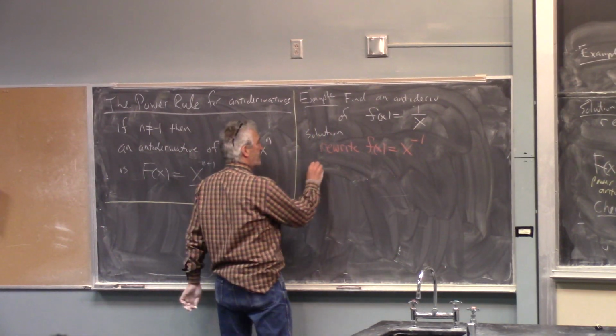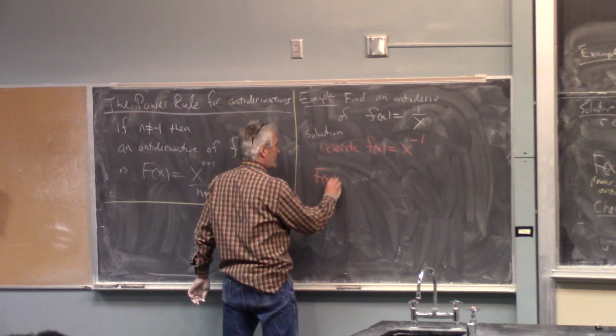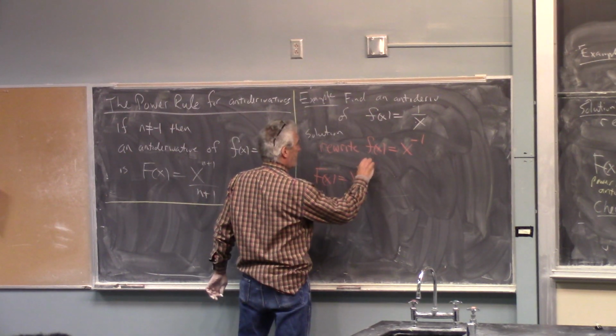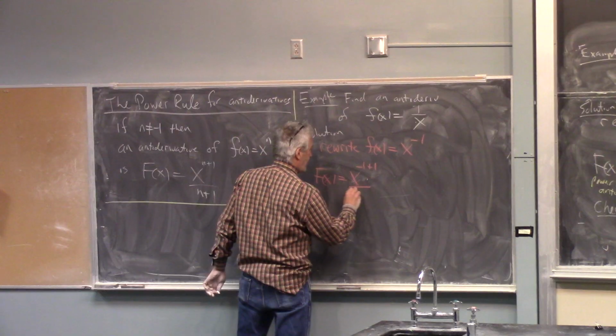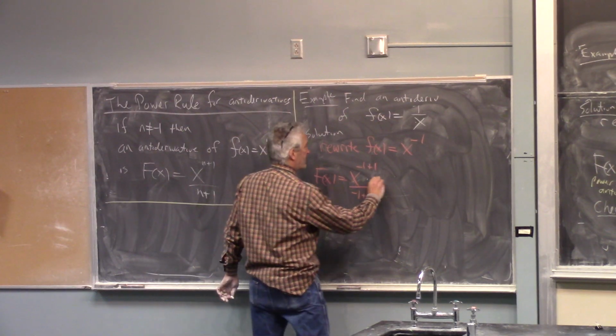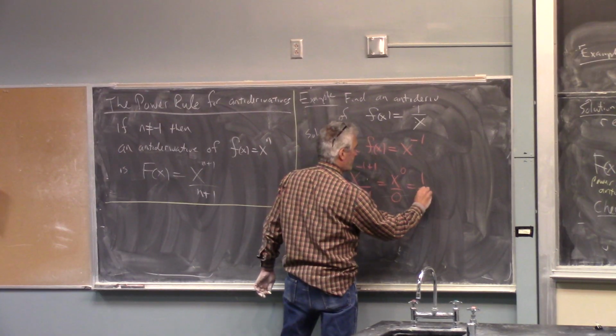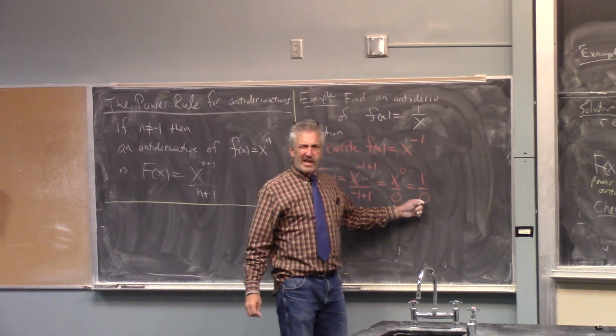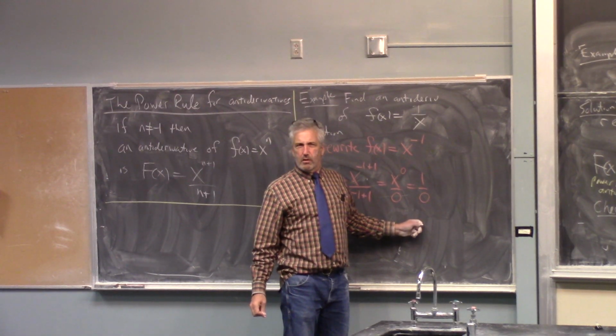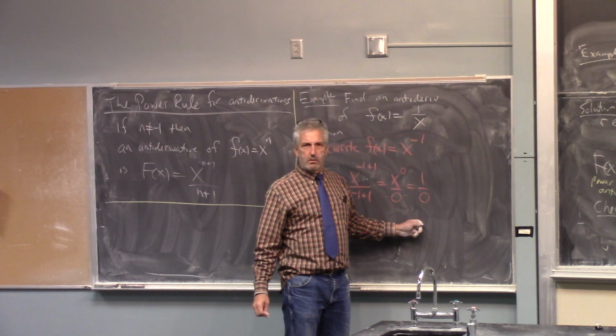So then if I use the power rule, capital F of x is going to be x to the minus 1 plus 1 over minus 1 plus 1. So that's going to be x to the 0 over 0. So that's 1 over 0. So I forget, does that equal 1 or does that equal 0? It doesn't equal anything. It's undefined.